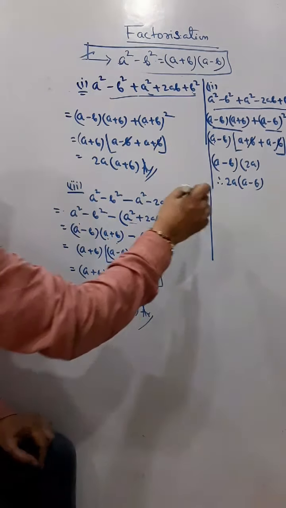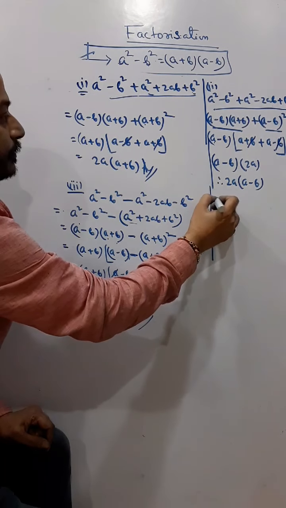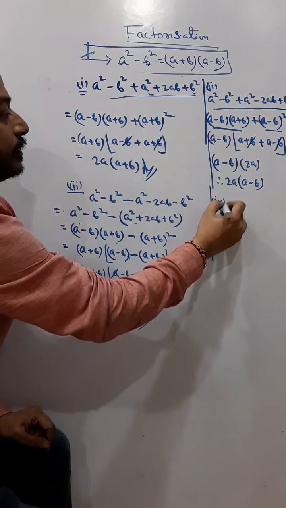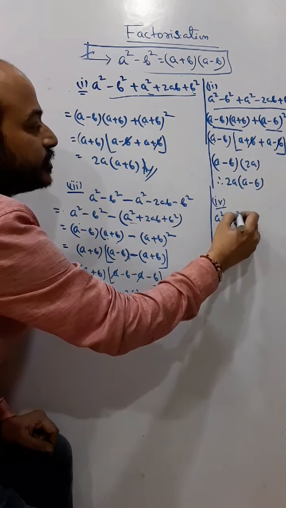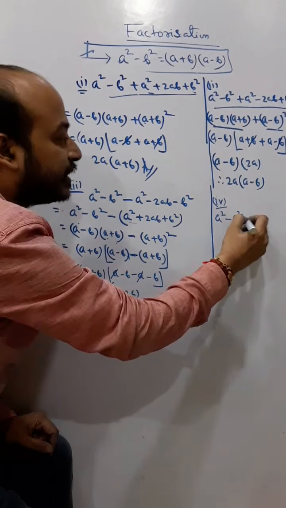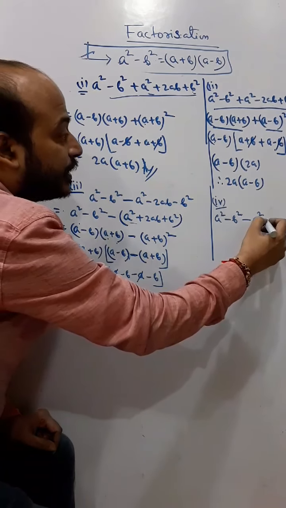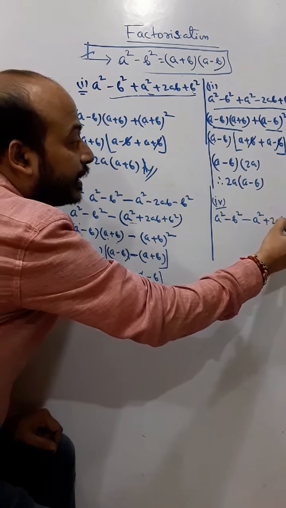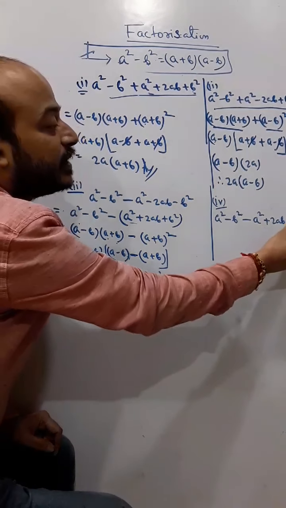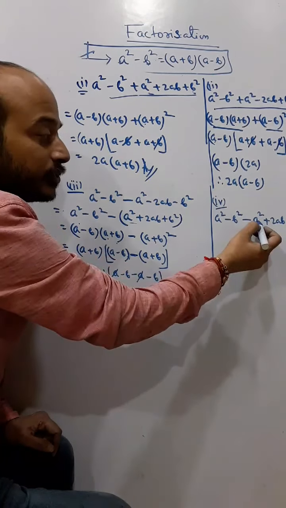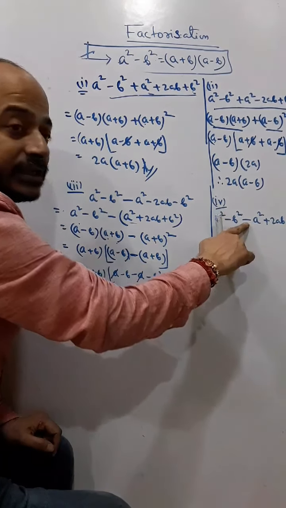Similarly, in this sum also, a square minus b square, and instead of plus here, if it was minus, then the expression may be written in this way: a square plus 2ab and minus b square. So again, when you see this group, this part, now there is no formula like a square plus 2ab minus b square, but why is it like this? Because it is minus here.